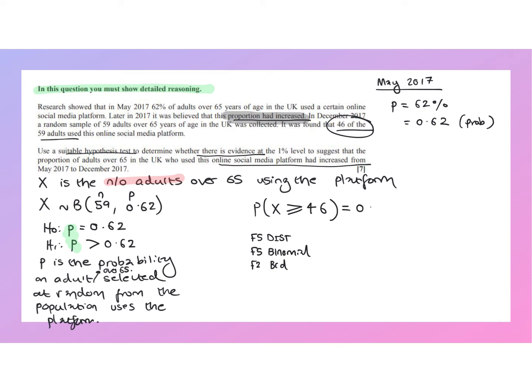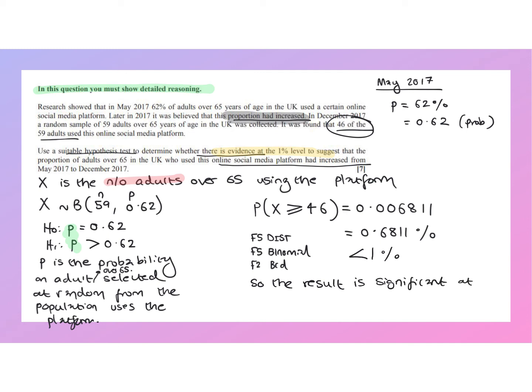Now, this gives me a value of 0.006811, and I'm going to convert that to a percentage. It's 0.6811%. Now, we must then compare that to the significance level, and it's clear that this is less than 1%. So the result is significant at the 1% level. That means we have sufficient evidence to reject H naught.